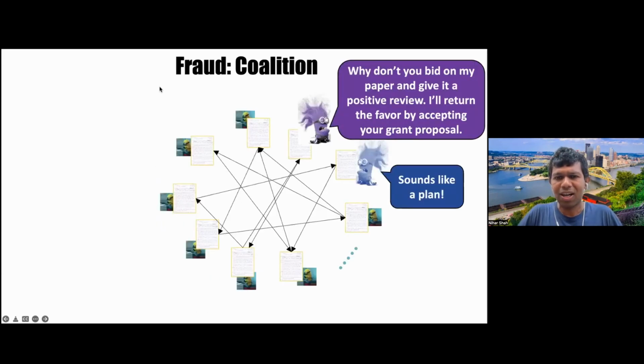So another kind of fraud is that of coalitions. And here, it's not just a lone wolf. There are multiple people, let's say these 2 people. And what they do is they'll make a plan. They'll say, hey, why don't you bid on my paper? You try to get assigned my paper and give it a positive review. In return, I'll try to get assigned your grant proposal and give it a positive review and accept it.